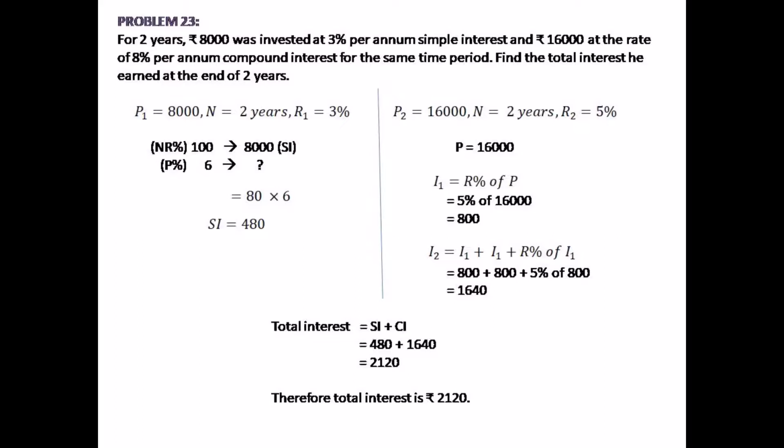Given P2 equals 16,000, N equals 2 years, R2 equals 5%. Now we have to find the compound interest. Given P equals 16,000. I1 equals 5% of 16,000. Gives I1 is 800. I2 equals 800 plus 5% of 800. Gives I2 is 1640. Total interest equals sum of simple interest and compound interest. That is 480 plus 1640. Gives total interest is 2,120. Therefore, total interest is rupees 2,120.